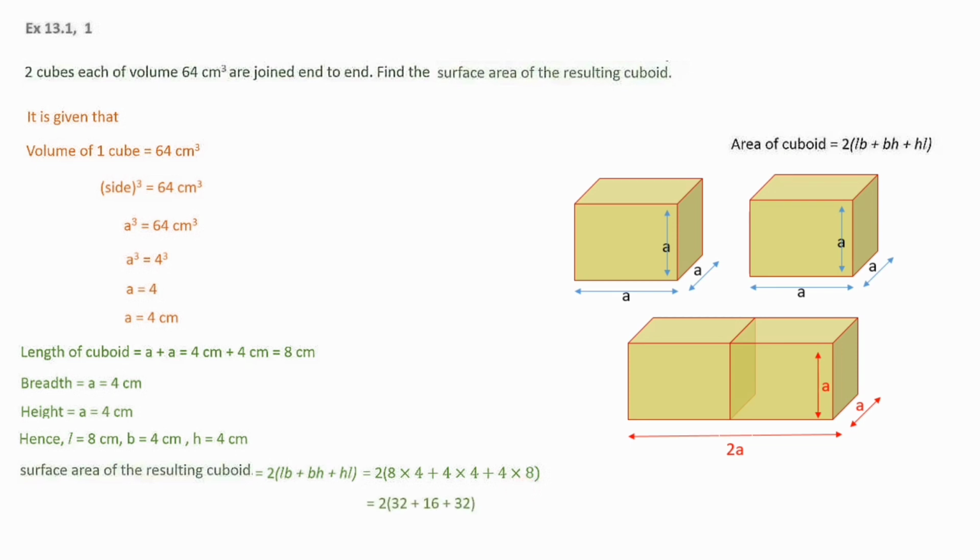2 into LB, that is 8 into 4, plus BH, 4 into 4, plus HL, in the sense 4 into 8. Then when we calculate, 8 into 4 is 32, 4 into 4 is 16, 4 into 8 is 32, that is 2 into 32 plus 16 plus 32. When we add these three terms we will get 80. So 2 into 80 is equal to 160 centimeter square. That is the required answer.